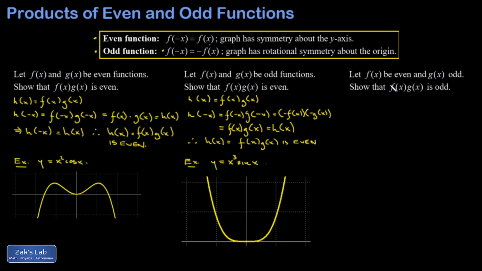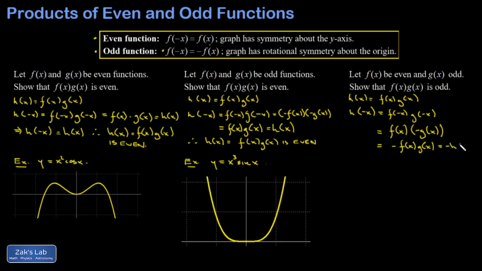All right, finally, let f be even and g be odd. Show that their product is odd. Same strategy. Evaluate the product at negative x. And I said f of x is even, which means f of negative x is equal to f of x. But g of x is odd, which means g of negative x is negative g of x. I have one factor of negative 1 this time, and I can pull that out in front. And I get negative f of x times g of x, which is the negative of h of x. So h of negative x turned out to be the negative of h of x. That's exactly the definition of an odd function. So h of x is odd.